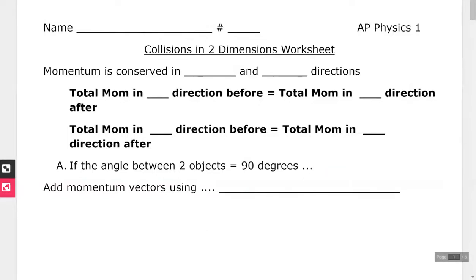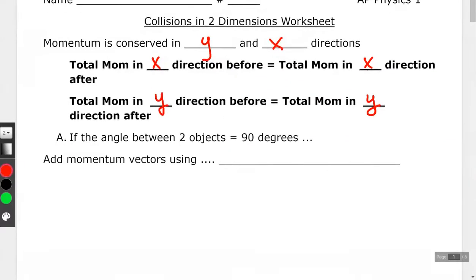This is a worksheet that says the momentum is conserved in the y and the x directions, in the vertical direction and the horizontal direction. So the total momentum in the x direction before equals the total momentum in the x direction after, and the total momentum in the y direction before equals the total momentum in the y direction after. And so we have a conservation of momentum in two different directions.